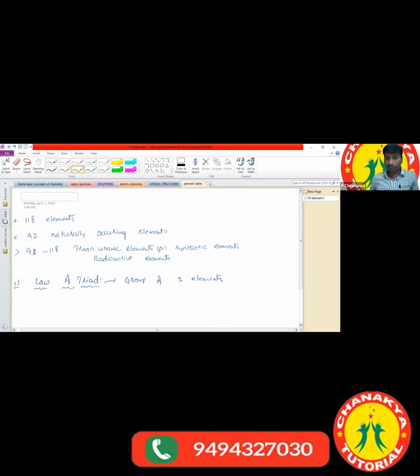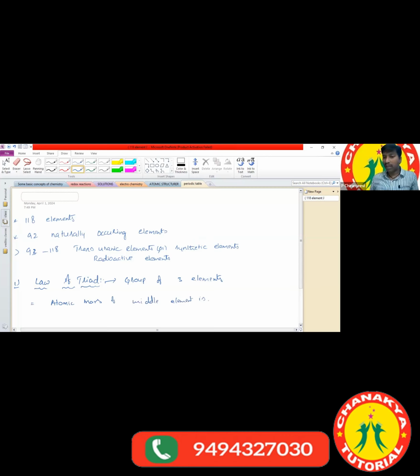Now, Dobereiner's law of triad. According to Dobereiner, the atomic mass of the middle element is the arithmetic mean of the other two elements.